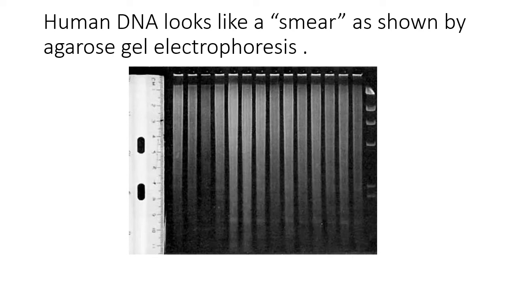So if you just isolate human DNA and just run it on a gel, it looks like a huge smear. You can't distinguish individual molecules or individual genes, even though they are present. We need to apply the PCR technique to selectively synthesize or amplify the region of interest that we want to look at so that we can analyze it further to look for what alleles we want.